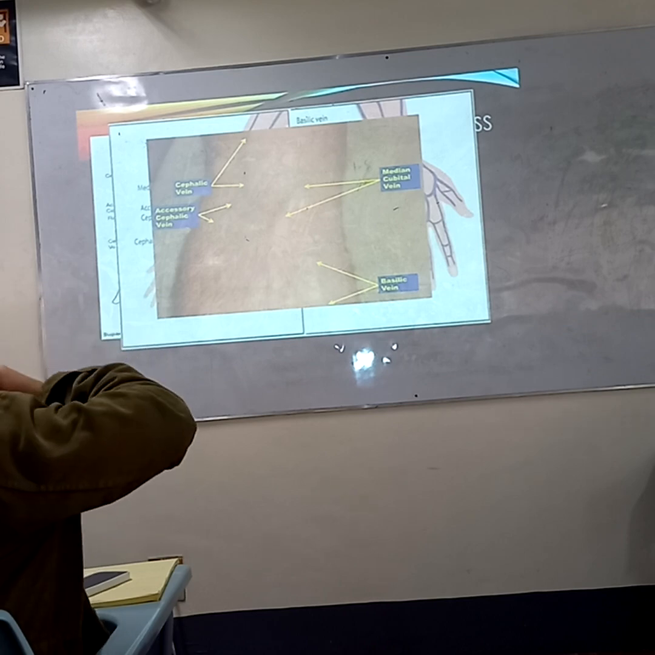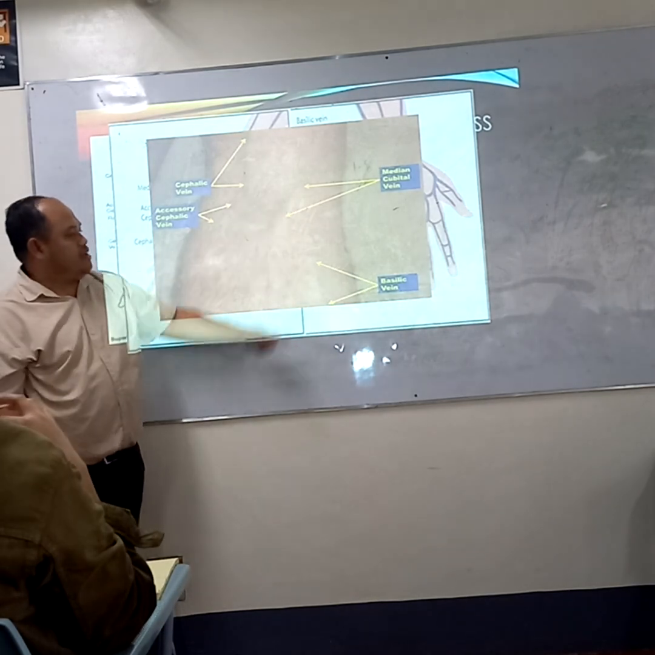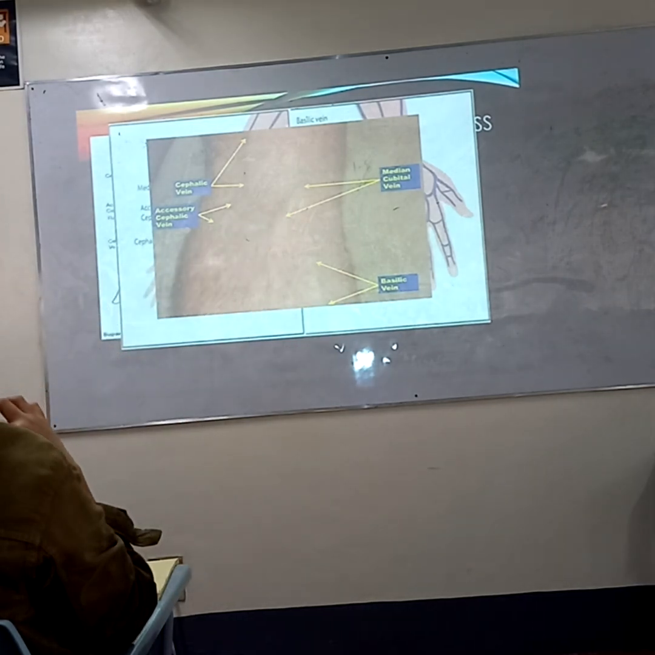So this is the actual arm. So this is a cephalic vein. That's the cephalic vein, the basic one. Clear?